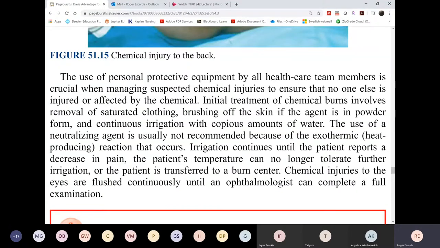Meaning, the treatment will involve neutralization of the acid or the alkali involved. However, the first thing again, as I mentioned before the break during the first session, was the chemical must be removed from the skin, or the clothing removed, if it was saturated with a chemical. Because as long as the chemical remains in contact with the skin, the burning process will continue.